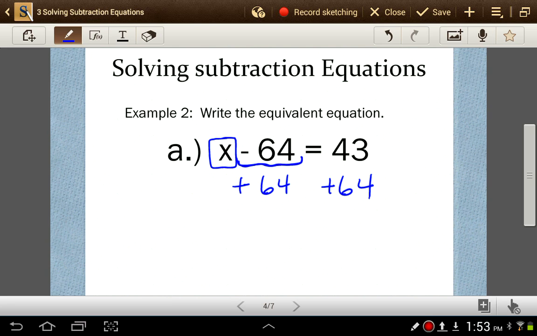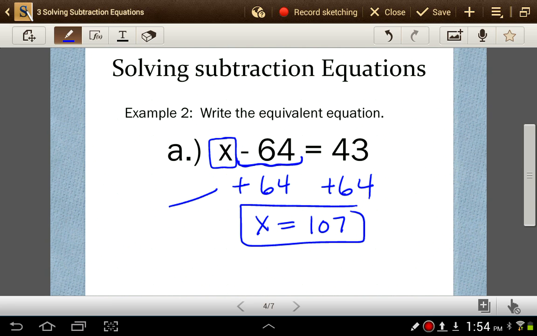If I flip that around into the plus 64 on top, you see that? That gets to 0. So that's my x equals, and then on this side you add those up, and you get 107. Okay? So this is my work, and then my answer right here.